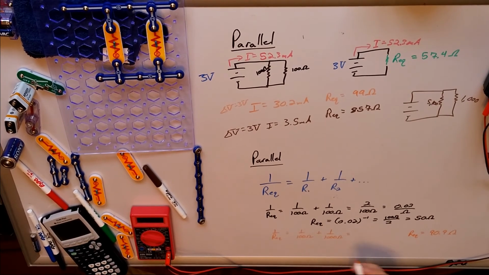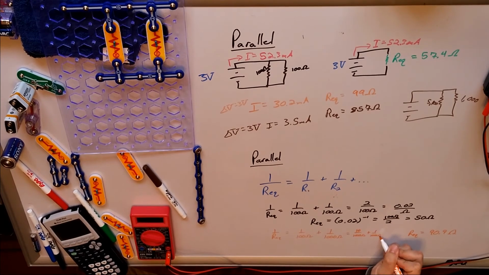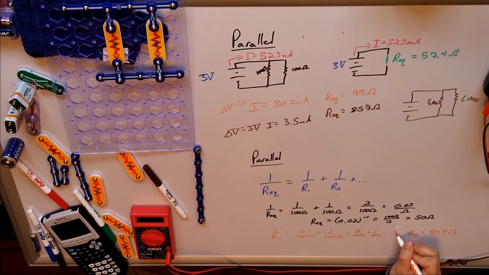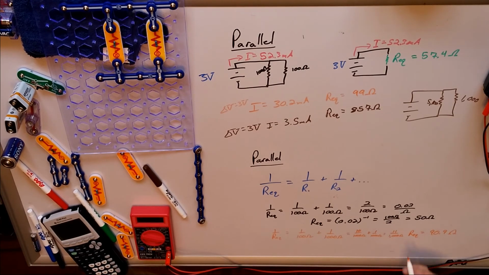The other thing that I will bring up is, this is a great point to be familiar with the rules for adding fractions. I need a common denominator, so I can turn this into 10 over 1,000 ohms plus 1 over 1,000 ohms, and that'll give me 11 over 1,000 ohms. So my equivalent resistance would be 1,000 divided by 11, which is 90.9. It's the exact same answer that I got from the other.